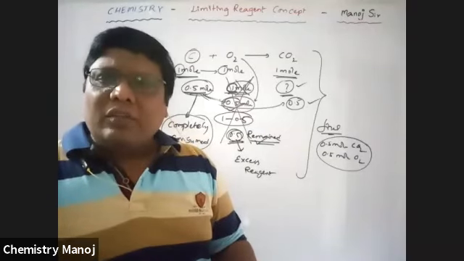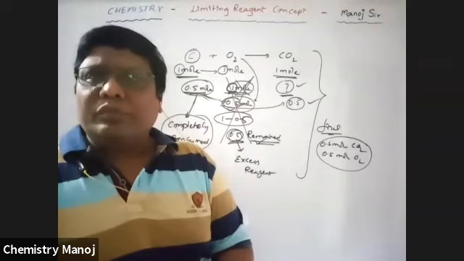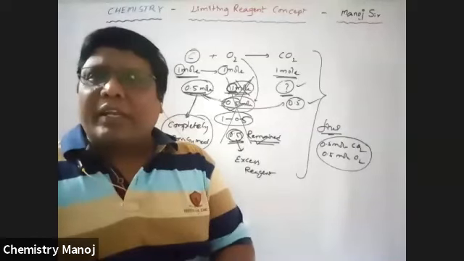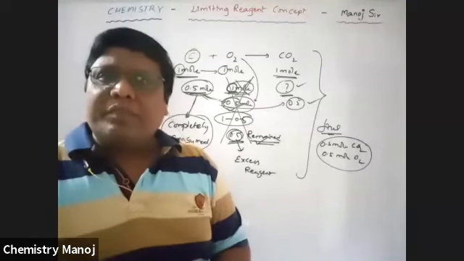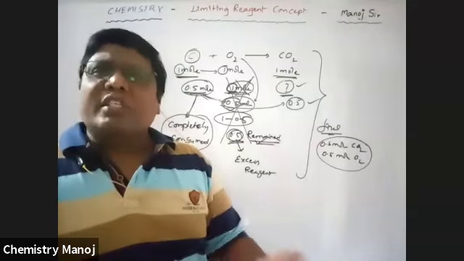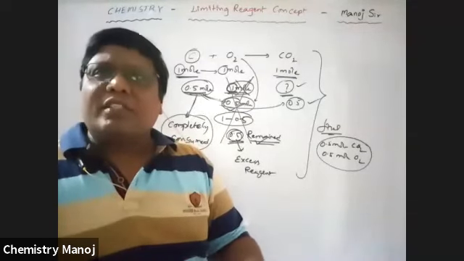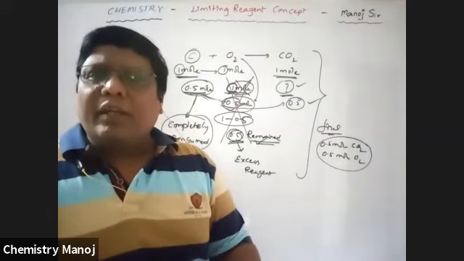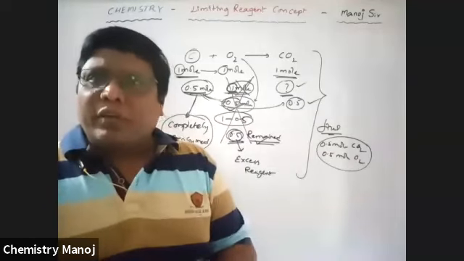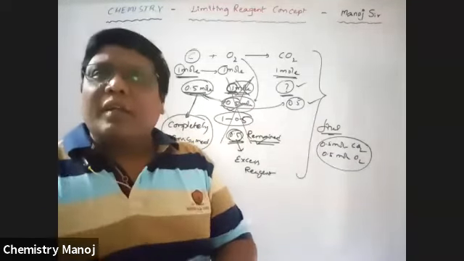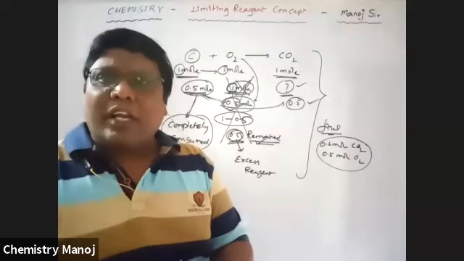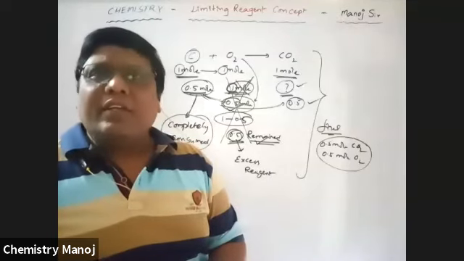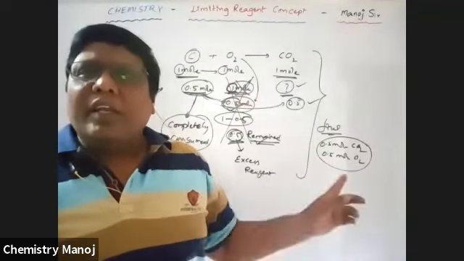The reactant which is not completely consumed, that means which is in excess amount, not completely consumed during the chemical reaction, is called the excess reagent. The reactant which is completely consumed in the reaction is called the limiting reagent. Our problems are going to be solved according to the limiting reagent. Our calculations are always with respect to the limiting reagent. So this is the way to identify the limiting reagent.